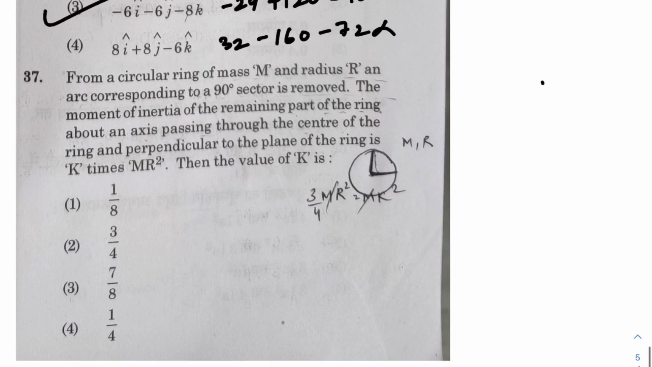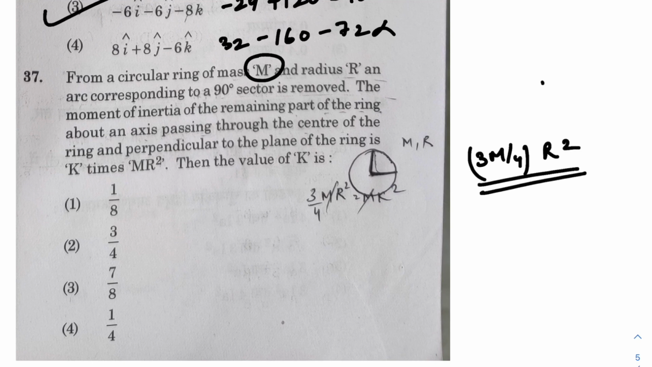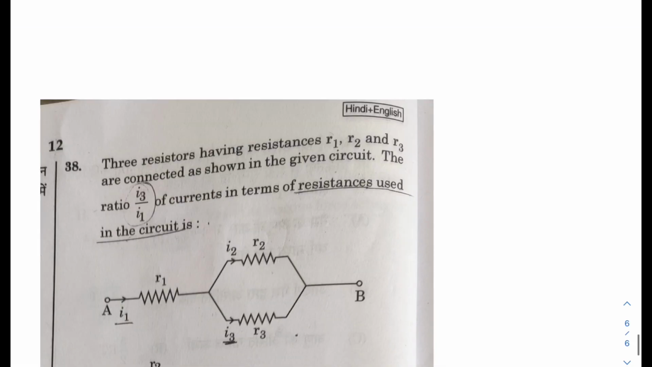Next, from a circular ring of mass m and radius r, a 90-degree sector is removed. The moment of inertia of the remaining part of the ring about an axis passing through the center of the ring and perpendicular to the plane of the ring is k times mr square. So the total mass is m. Now the mass remaining is 3m by 4. The formula remains the same, it would be mr square, so it would be 3 by 4 mr square. The next one, 37, now 38.